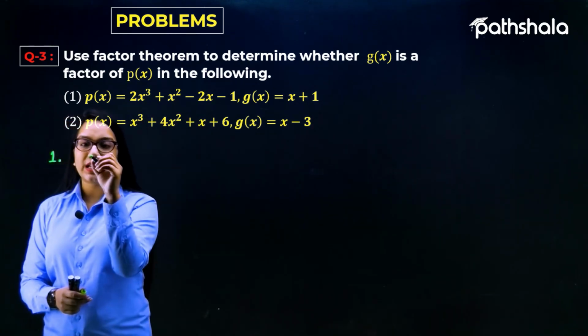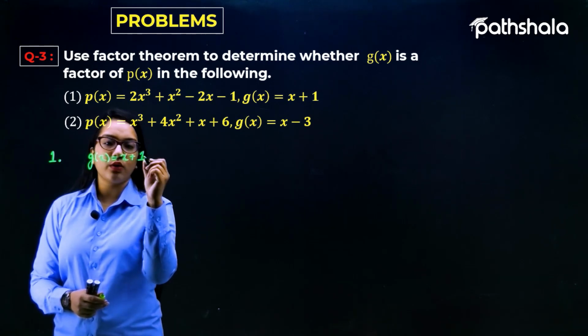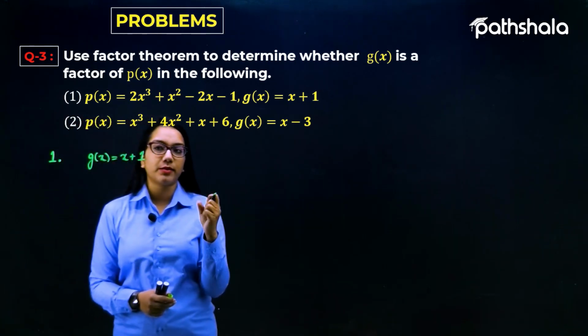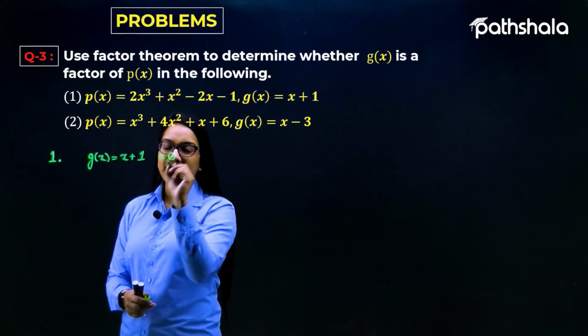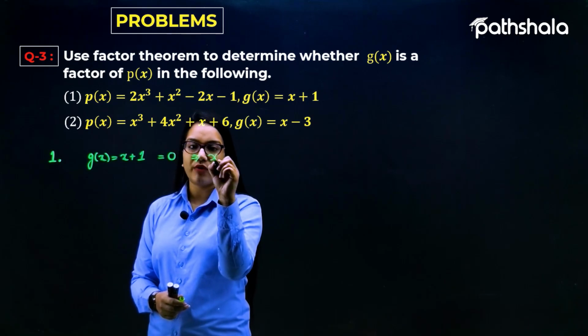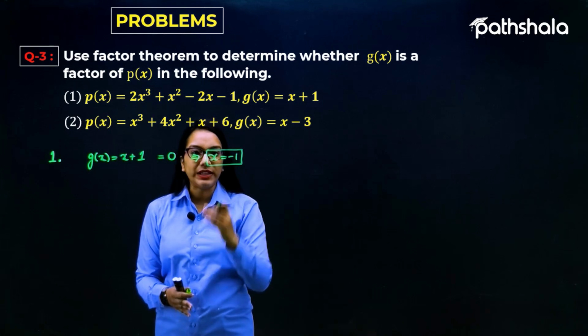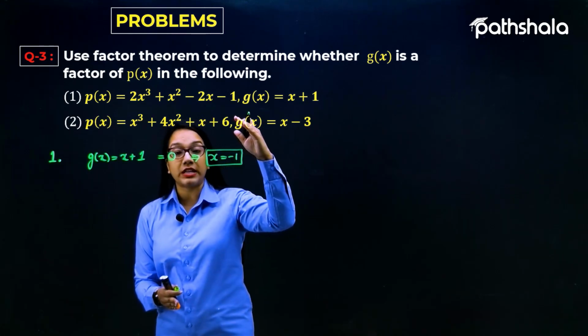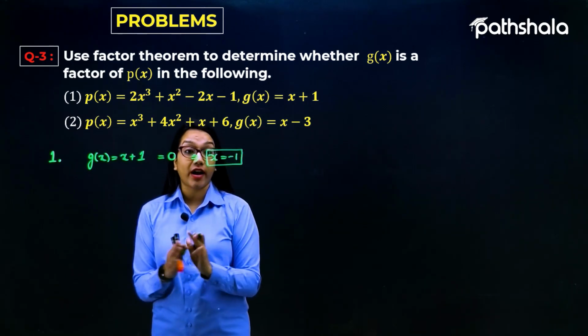Let's take g of x, which is equal to x plus 1. Let's find the zero of this particular polynomial by substituting g of x equal to 0. So obviously the value of x is equal to -1. If x equal to -1 satisfies the polynomial p of x, then definitely it is a factor of p of x, else it is not a factor of p of x.